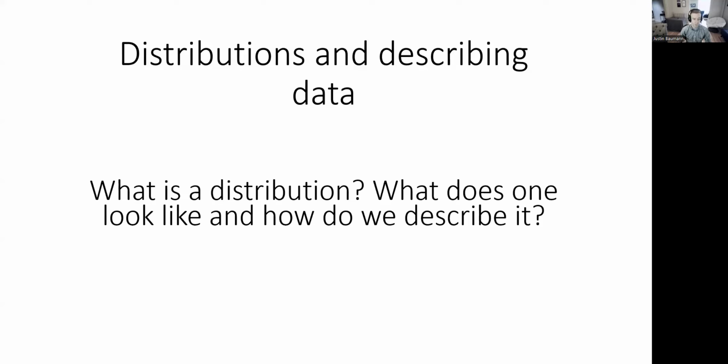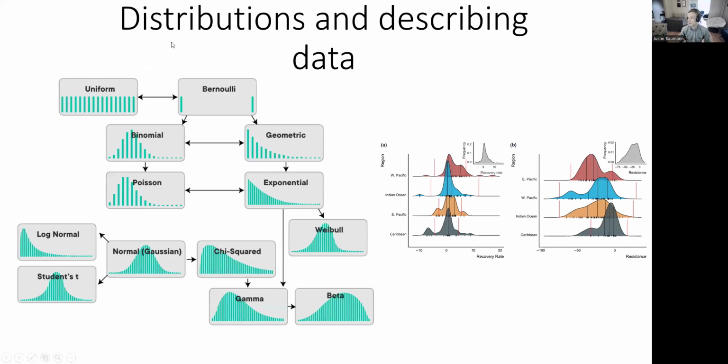So the first thing we want to think about, and we've been talking about this a little bit already, is what is a distribution? What does one look like? And how do we describe it? We're going to go over this a little bit in class, but these slides are going to be a very comprehensive walkthrough of this concept. So as you can see, there are many different ways to describe data.